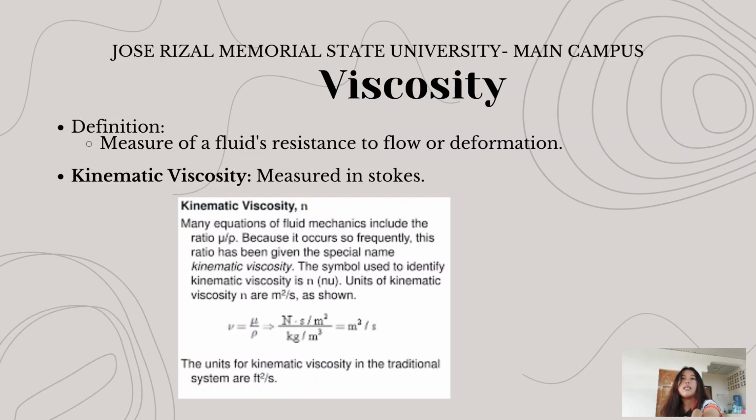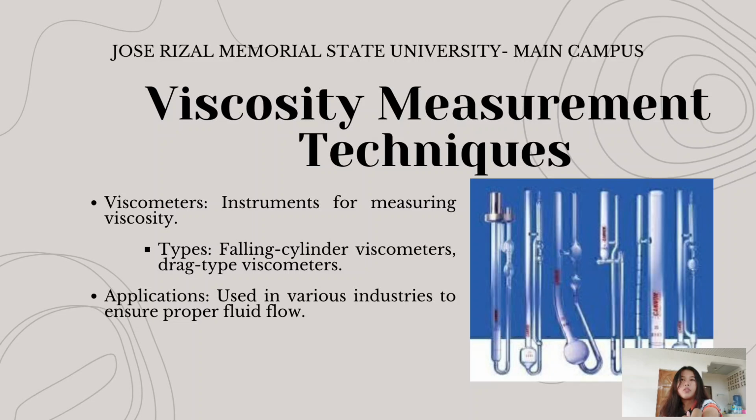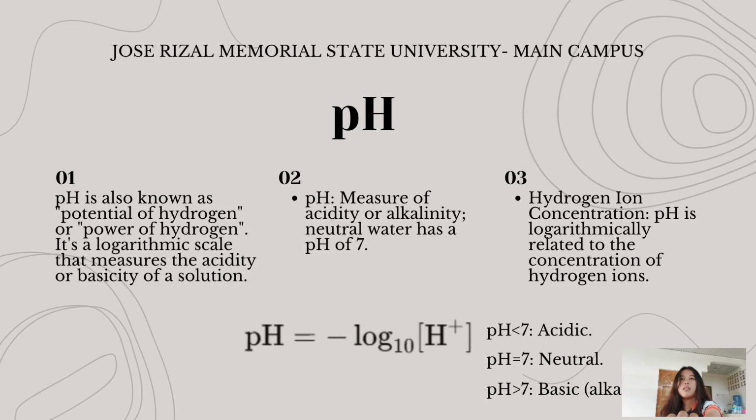Measurement technique. Viscometers, instruments like falling cylinder or drag-type viscometers, are used to measure viscosity. Viscosity measurements are essential in industries like automotive, pharmaceuticals, and food production to ensure proper fluid behavior.